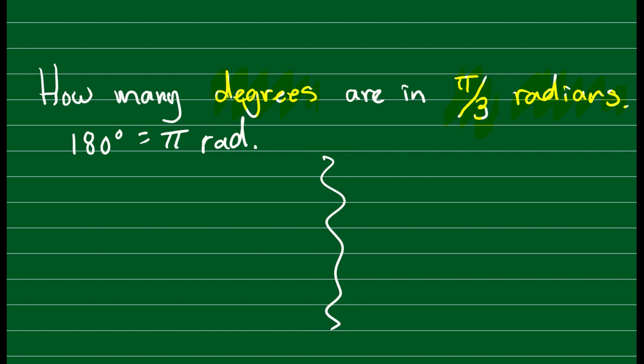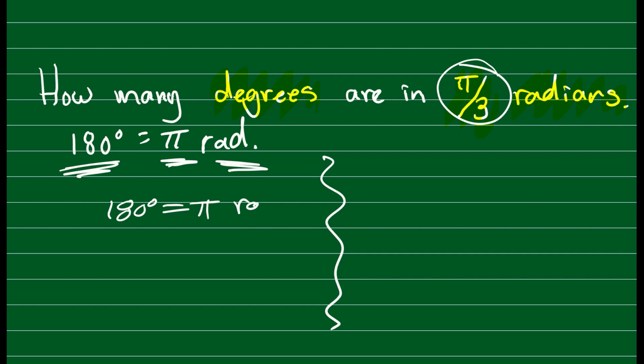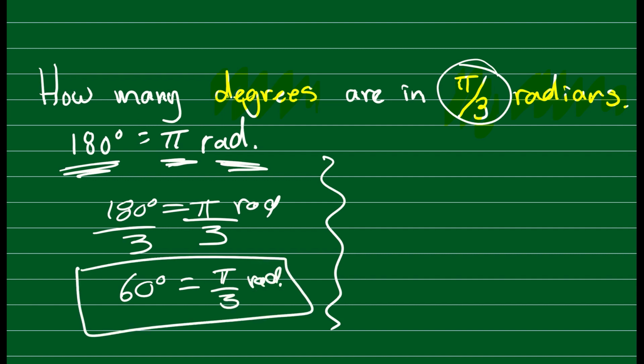Alrighty, you should be done by now. Let's see, we're interested in pi over 3 radians. We already know that 180 degrees is equal to pi radians. Let's divide by 3, and it turns out that 60 degrees is equal to pi over 3 radians. Here we go, another key measurement.